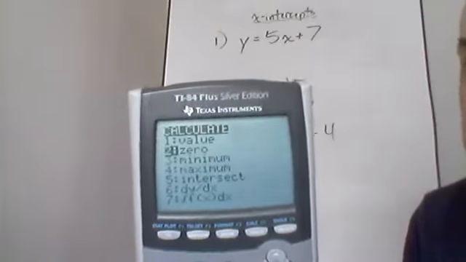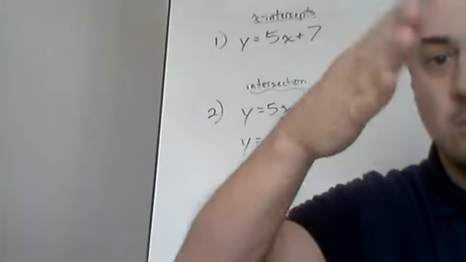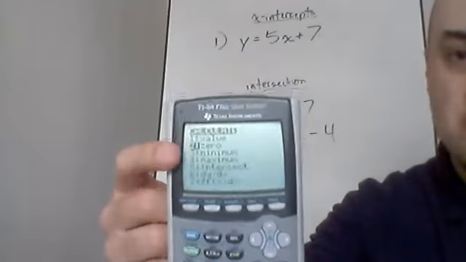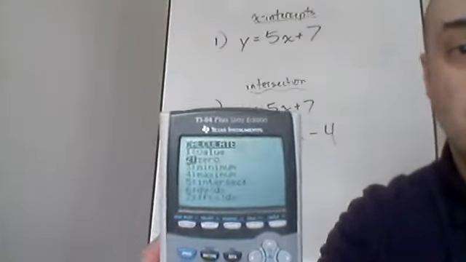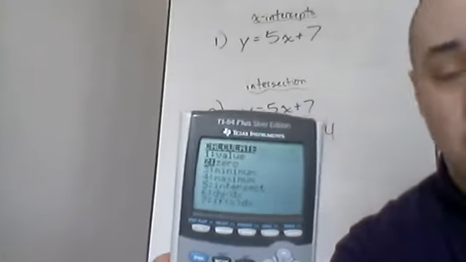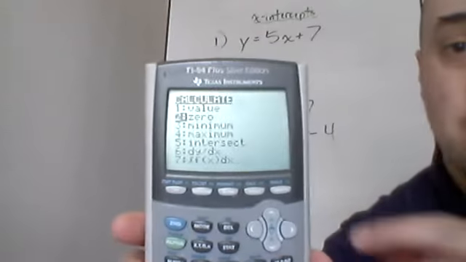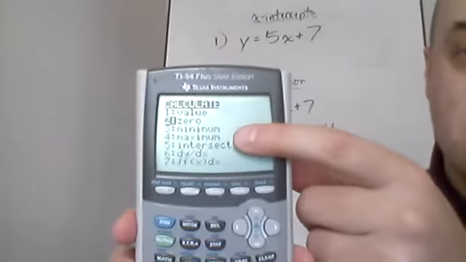Right? That's our x-intercept. We can find minimum and maximum points. So if our graph has like high points or low points, we can use those minimums and maximums to find where those high and low points are, which is useful for a lot of problems you do in algebra classes and also pre-calculus and calculus classes, finding minimum and maximum points. So those are important ones as well.